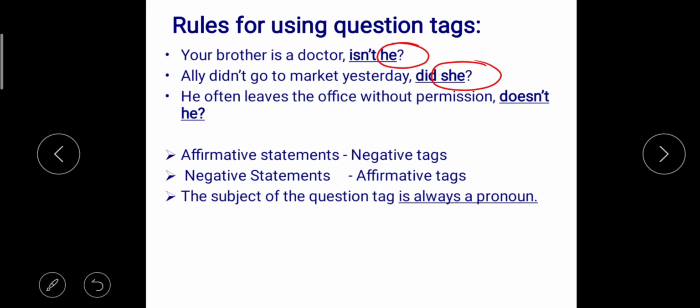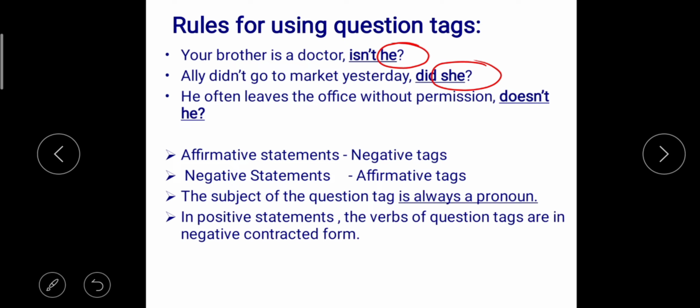हमेशा ही pronoun ही होगा. Next thing, in positive statements, the verbs of question tags are in negative contracted form. So that is the third rule. The first rule is if sentence is positive, question tag negative. Next rule is the subject of the question tag is always a pronoun. I am going to emphasize here, always a pronoun. It can never be a noun.